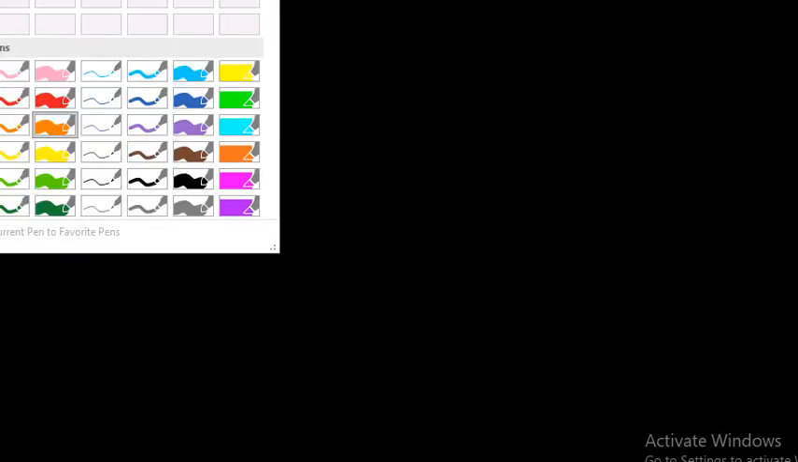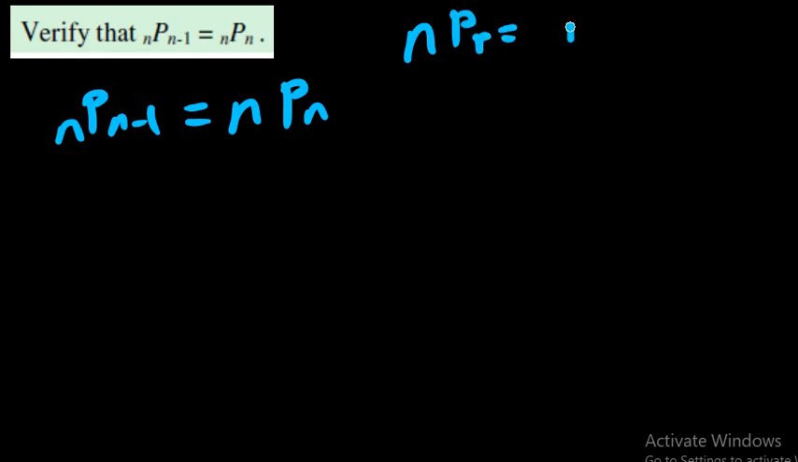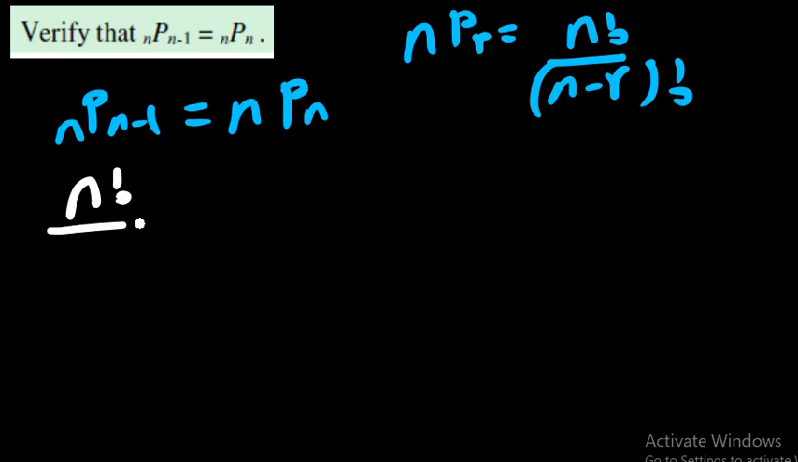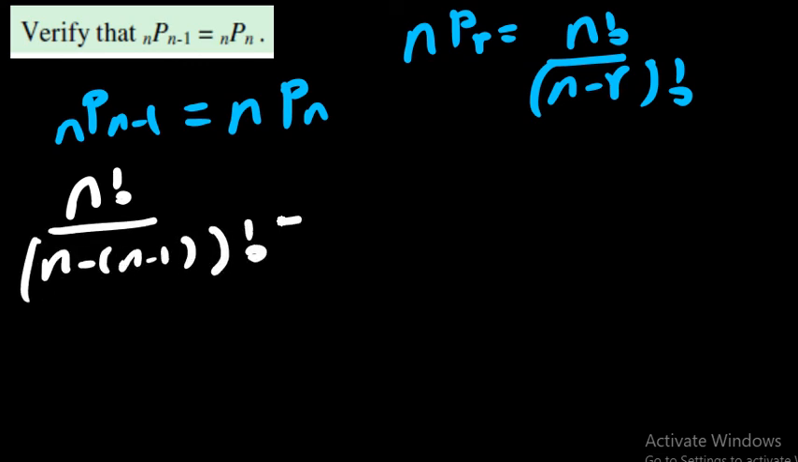The next question, what does it say? Verify that n permutation n minus 1 is equal to n permutation n. So you know n permutation r, the formula is n factorial over n minus r factorial. This is the formula, so let's apply that here. For the first part, n factorial over n minus 1, the whole factorial. It must be equal to, we are asked to verify or prove, n factorial over n minus n factorial.